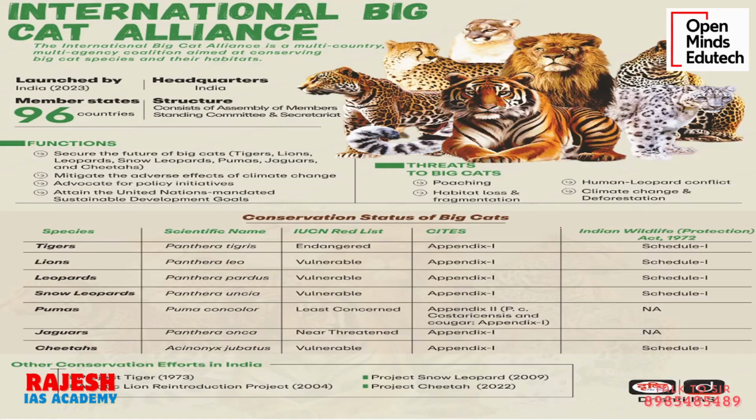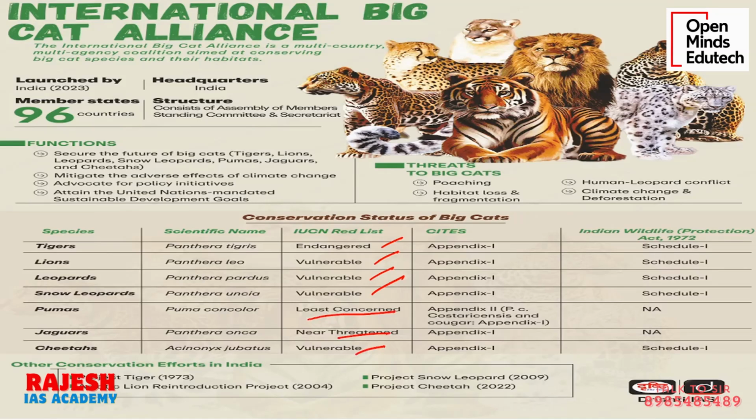Okay, so the IUCN status you can see here. The IUCN status is given here. Tigers are endangered. Lions are vulnerable, leopards vulnerable, snow leopards vulnerable. Pumas are not available in India, but as I told you, they are seen throughout North America and South America. So it is least concern. Jaguars near threatened, cheetahs are vulnerable.